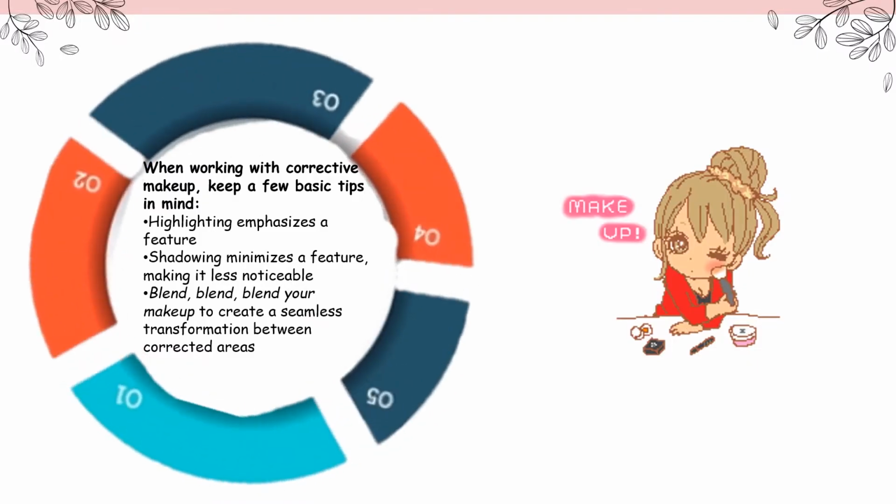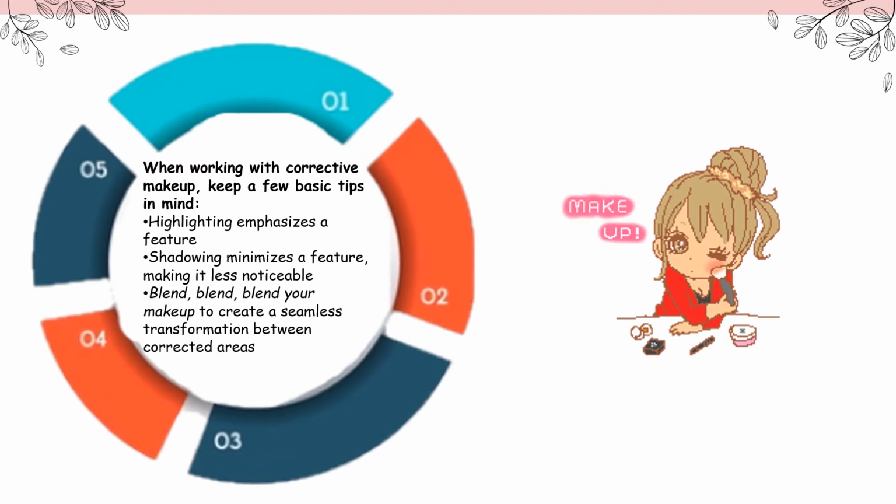When working with corrective makeup, keep a few basic tips in mind. Highlighting emphasizes a feature, shadowing minimizes a feature, making it less noticeable. Blend your makeup to create a seamless transition between corrected areas.